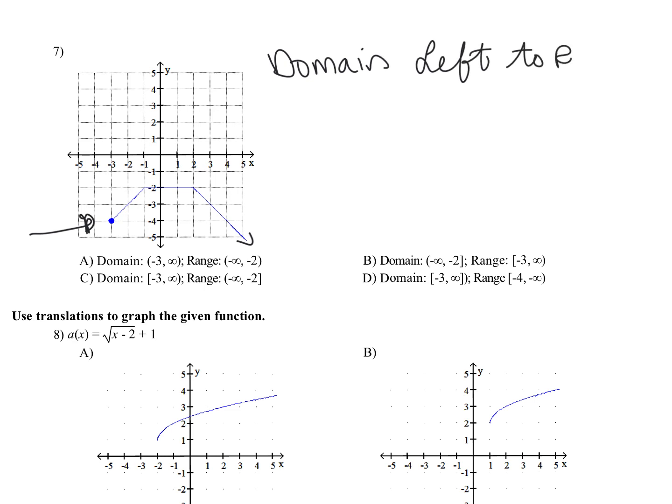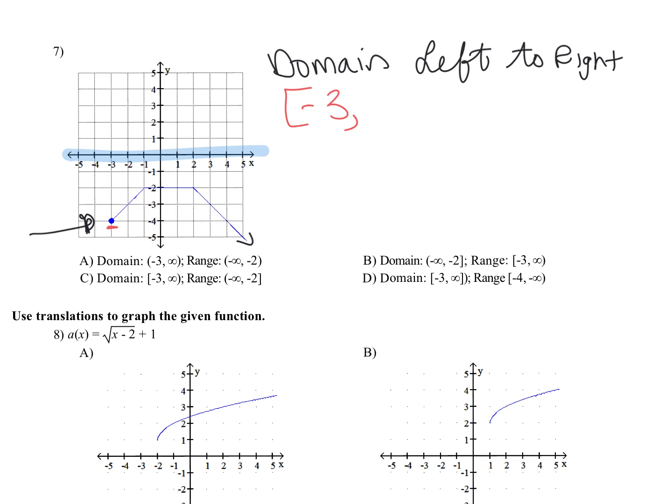So from left to right is how we describe our domain. We talk about the x values. So the farthest left for us will be -3, right? That's like where our graph starts. And I get to put a bracket because it is a closed circle, all right?